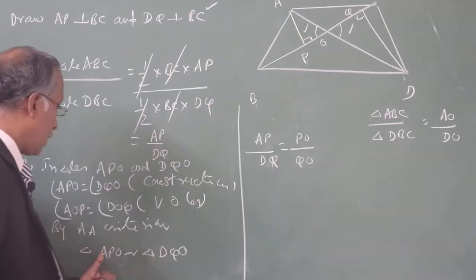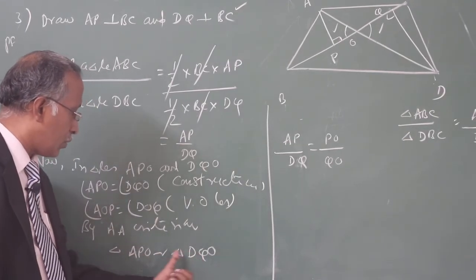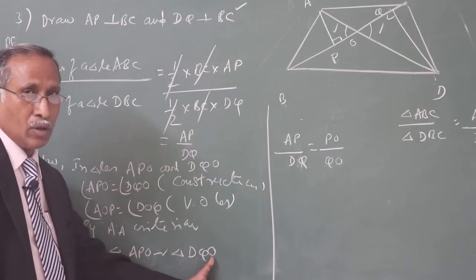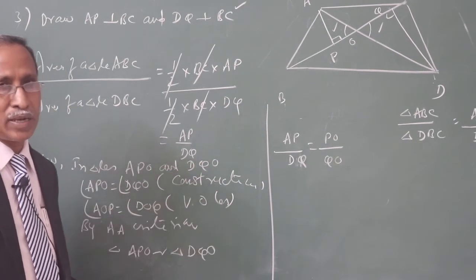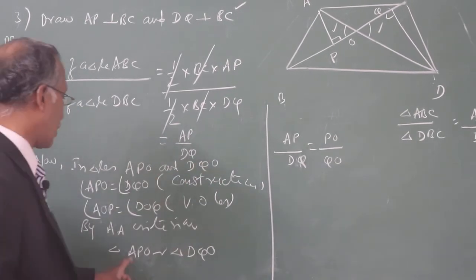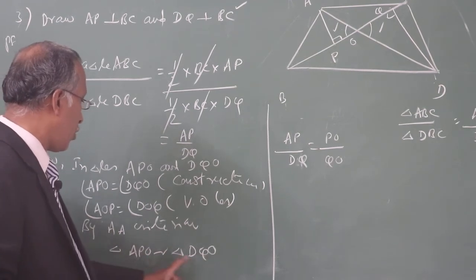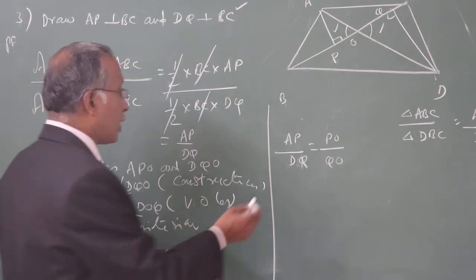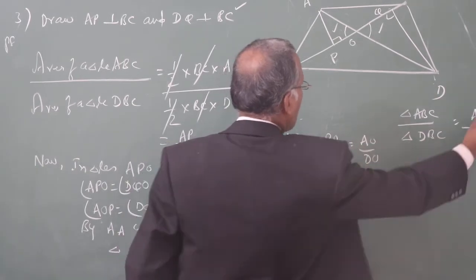Look at this now. Angle A equals angle D, angle P equals angle Q, and angle O equals angle O. When you write this in a corresponding way, it is easy to compare the angles. See, AP by DQ equals PO by QO equals AO by DO. AO by DO. What are we to prove?